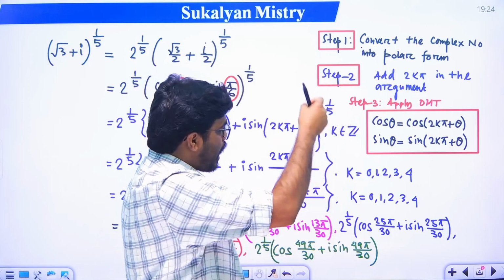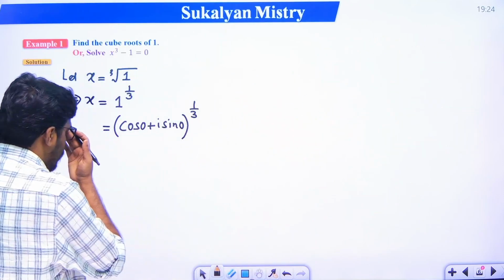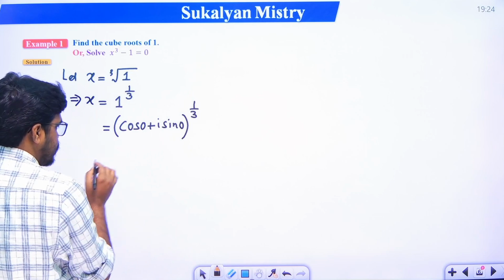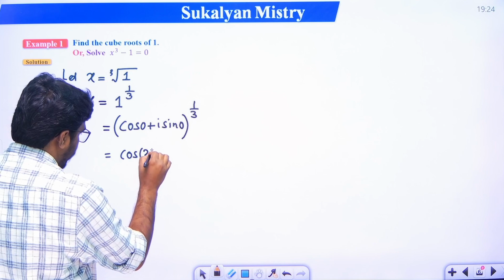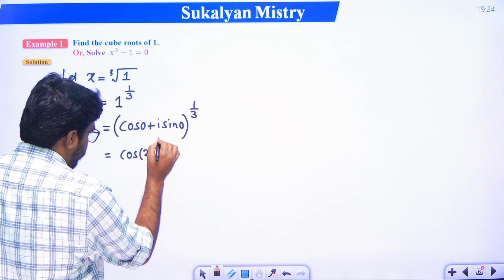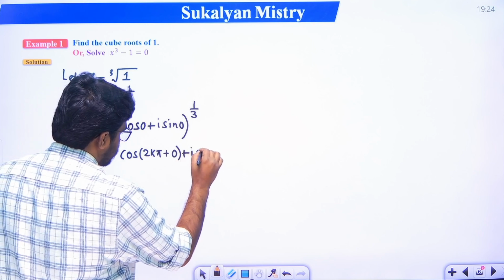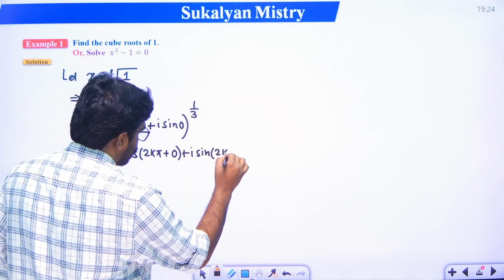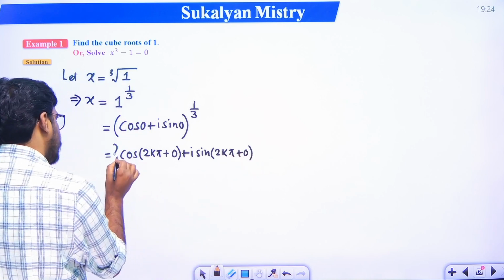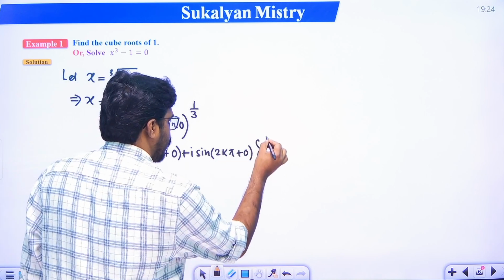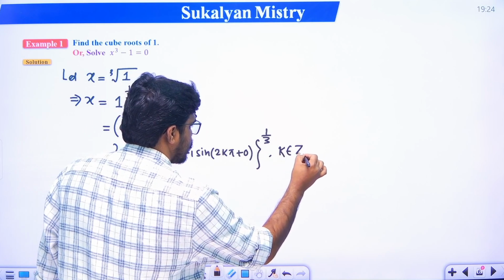Next step, add 2k pi to the argument. Here this is theta, so we get cos of 2k pi plus 0 plus i sin of 2k pi plus 0, all to the power 1/3. What is k? K is any integer.